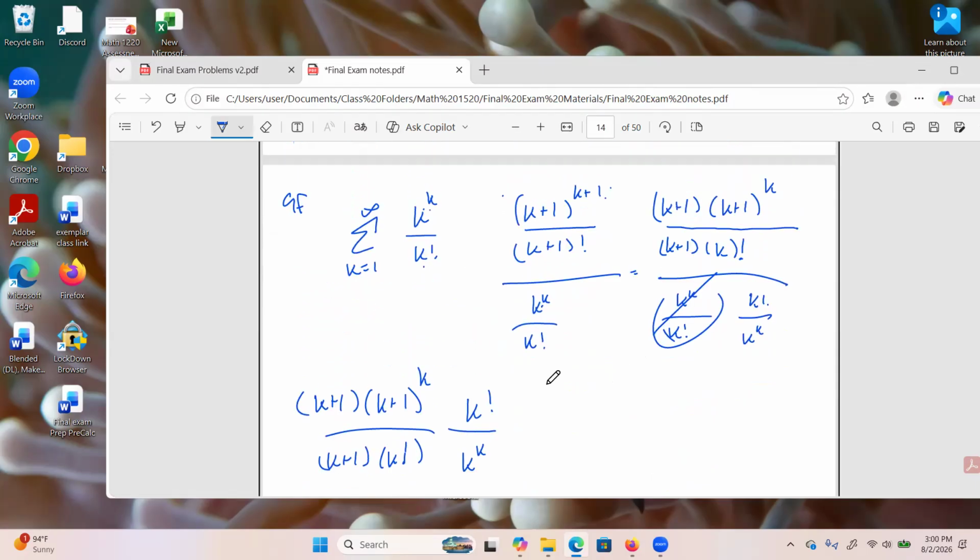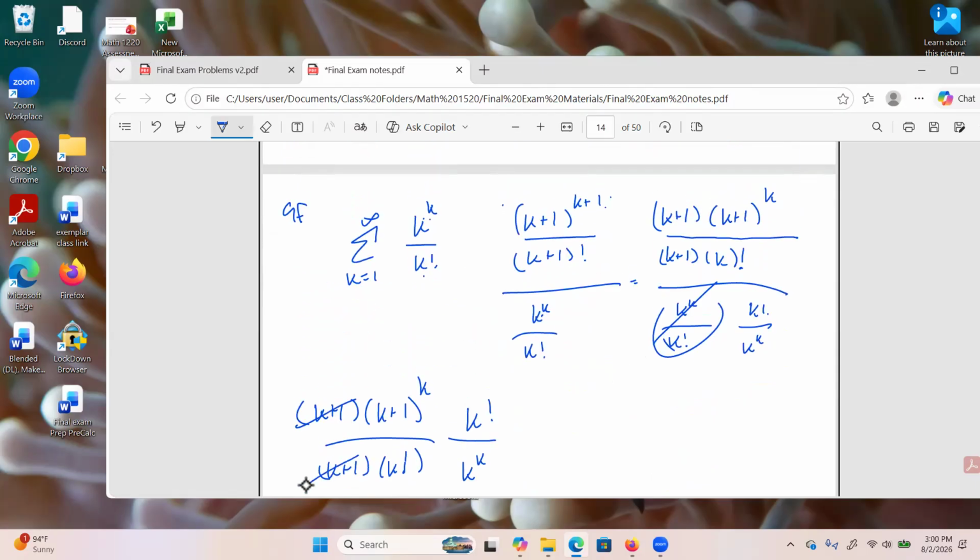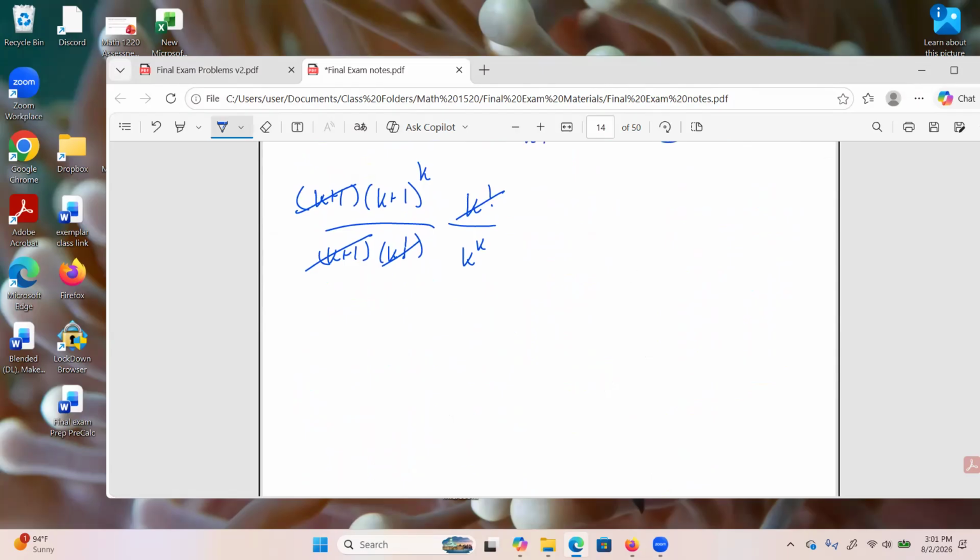And now we're going to figure out what we have. Well, we have some k plus 1s that cancel. Fantastic. We have k factorial, which cancels. Fantastic. So what are we left with? We are left with k plus 1 raised to the k over k to the k. I'm going to group these into one thing, so we have k plus 1 over k, all raised to the k. We're going to simplify this bit right here, because we can do a division. This is going to be 1 plus 1 over k, all raised to the k.